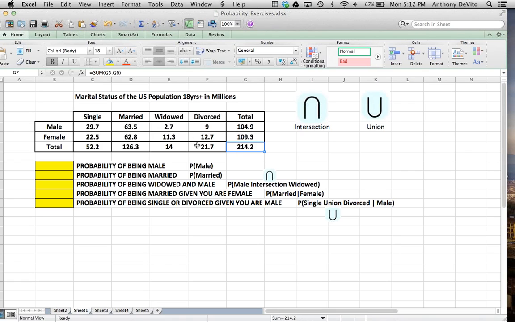Also, divorce rates are pretty low relative to these days. Maybe this is the 50s or 60s or something like that, right? So let's take a look at what we're being asked to figure out from this table.